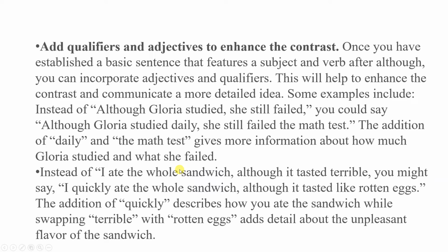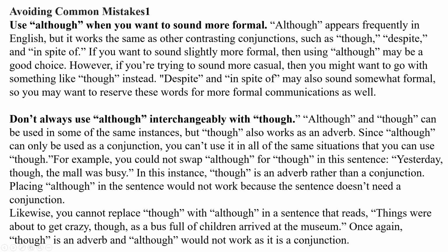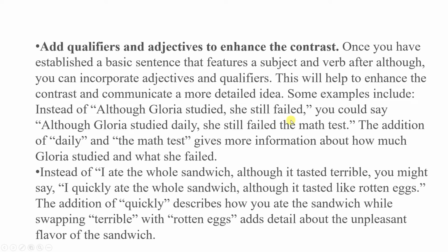Now add qualifiers and adjectives to enhance the contrast. Now how to add a qualifier, let us see. Once you have established a basic sentence that features a subject and verb after although, you can incorporate adjectives and qualifiers. So let us see with the example, although Gloria studied, she still failed.